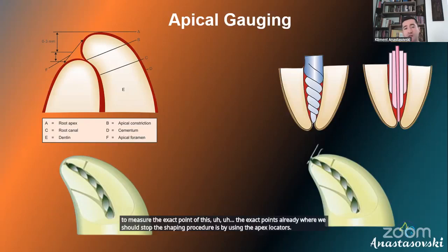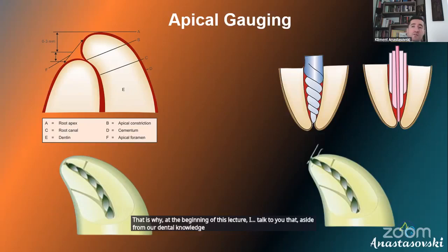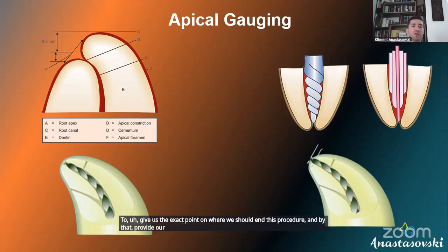That is why at the beginning of this lecture, I told you that aside from our dental knowledge and clinical experience, we need to rely on our devices, such as the apex locator in this instance, to give us the exact point on where we should end this procedure, and by that provide our patient with the top-notch root canal treatment.